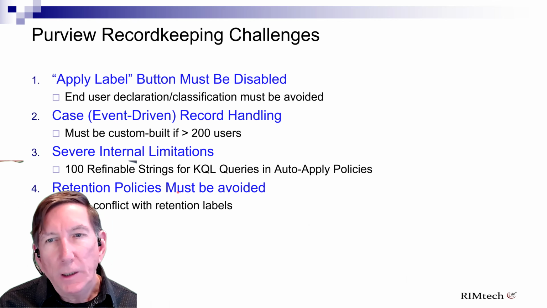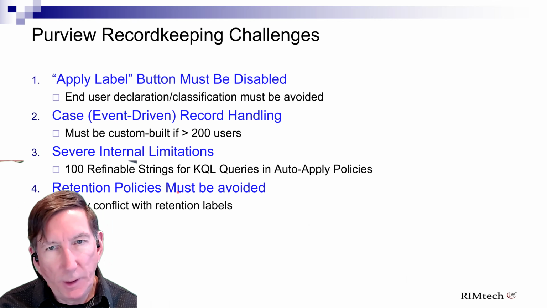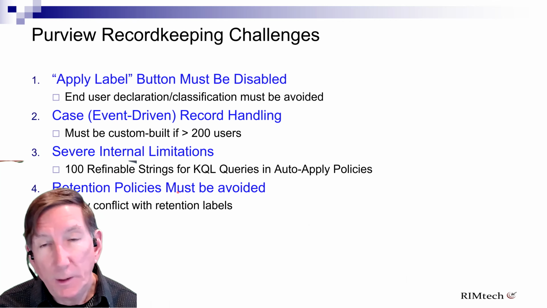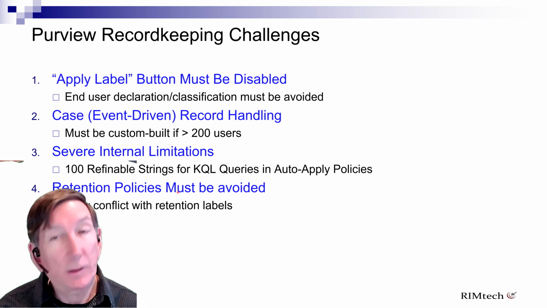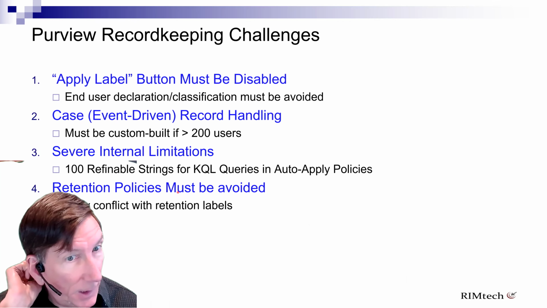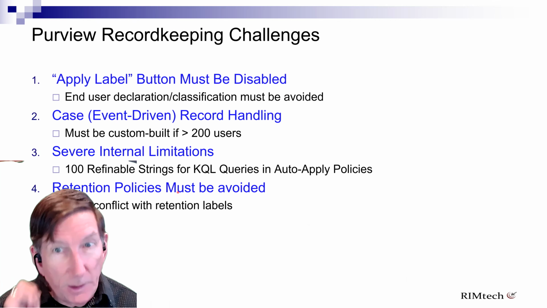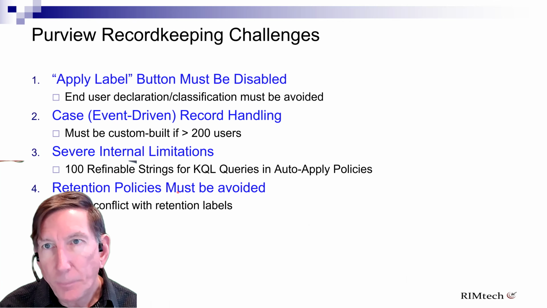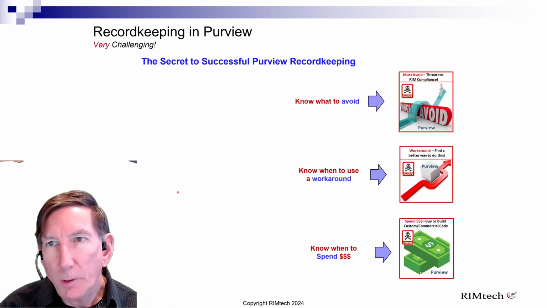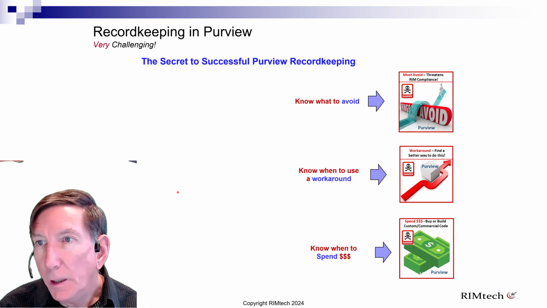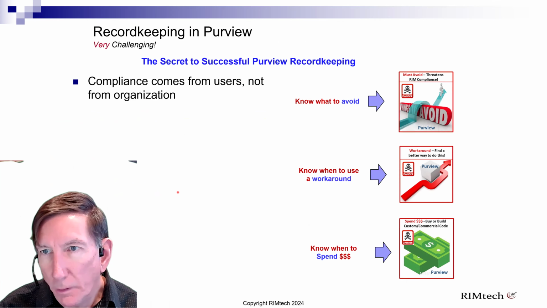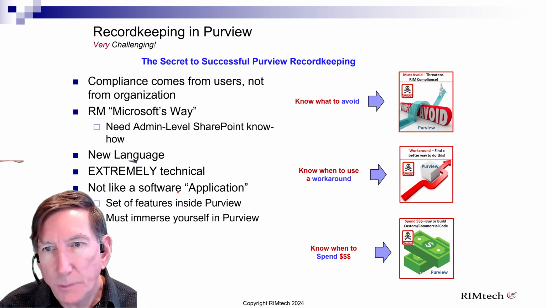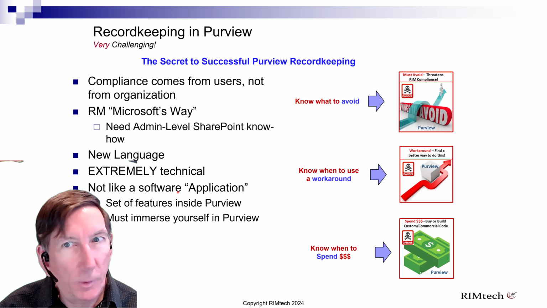And number four is retention policies must be avoided. What the heck is a retention policy? Well, we don't have time to cover that here, but it's a way to do retention that conflicts with your retention schedule. You don't want conflicts. You need to avoid them. So the secret to deploying Purview successfully is to know what to avoid, when to use a workaround, and know when to custom build because it's not going to work. Okay?